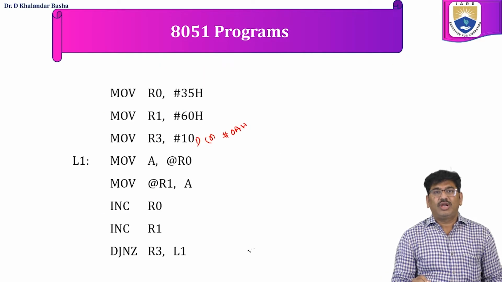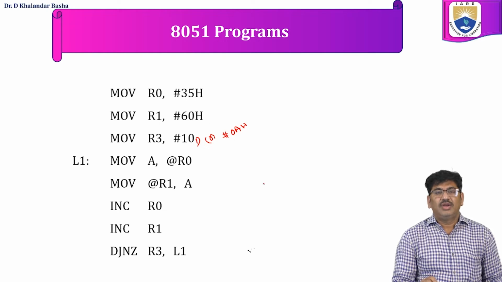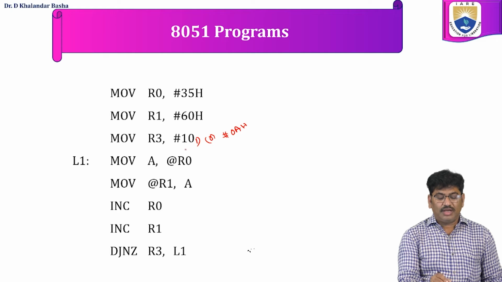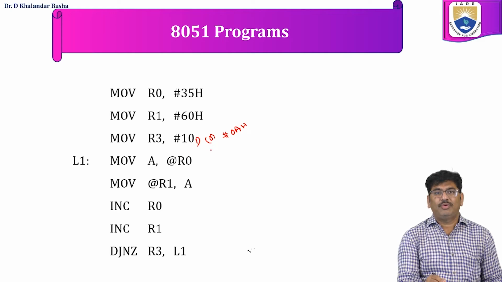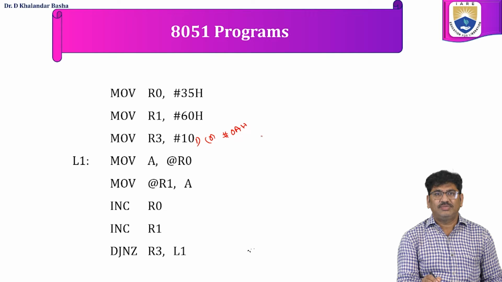Now we will see the program at a glance. MOV R0, #35H, which is for pointing to the source memory location in the R0 register. MOV R1, #60H, which is for pointing to the destination memory location pointed by the R1 register. MOV R3, #10D. How many memory locations we are accessing will be loaded into the R3 register. It will be loaded as 10D, that is decimal 10, otherwise hexadecimal 0AH.